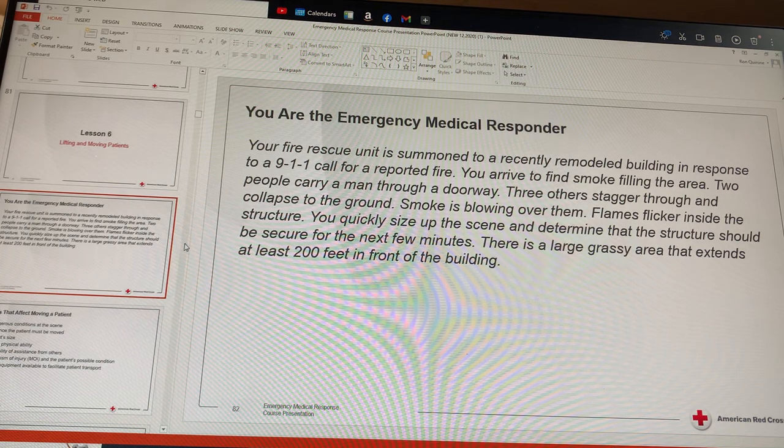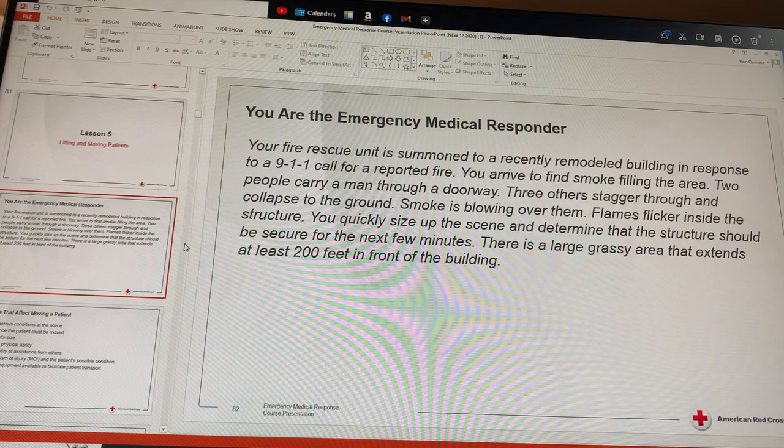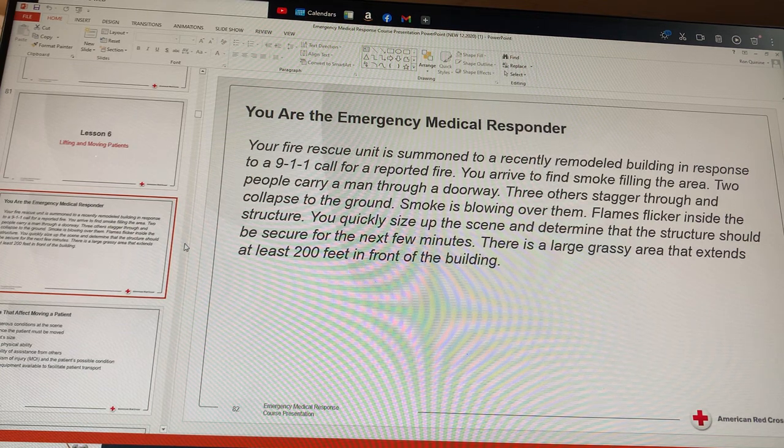So just think about this scenario and how you would address this issue and all the different issues surrounding the issue. We have smoke, we have flames, different issues. So this is something we will discuss in person.